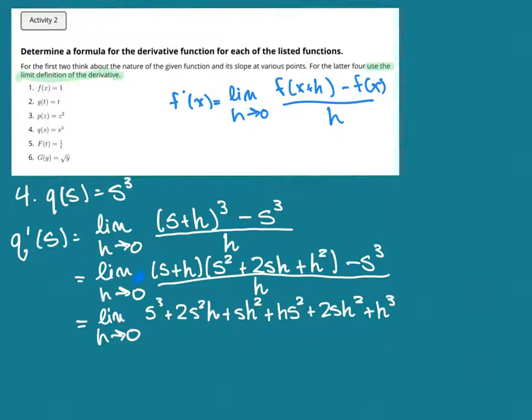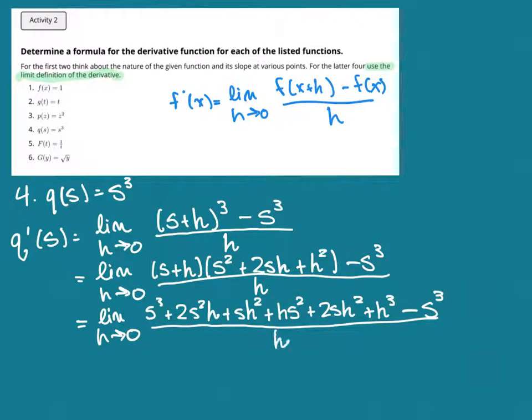Well, I multiplied this s using the distributive property times s squared, 2sh, and h squared, and I multiplied this h by s squared and 2sh and h squared. So that should be 6 terms: 1, 2, 3, 4, 5, 6. Excellent. Minus s cubed. Don't forget that last one. All over h.